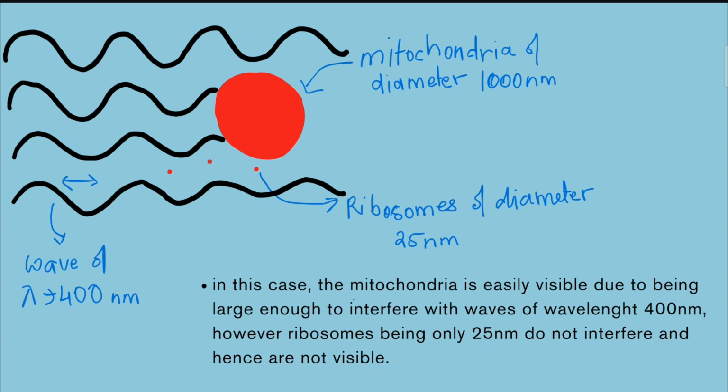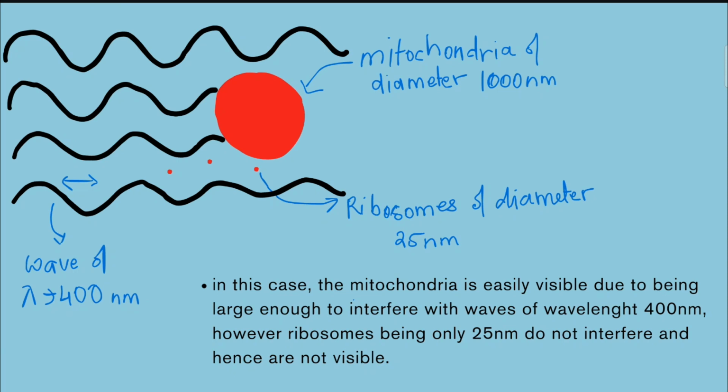So what does this tell us? First of all, the resolution is half of the wavelength, which is, if it's 400, then our resolution is 200 nanometers, correct? The second thing that we need to know is that only objects of 200 nanometers or greater would be visible using that source of radiation.